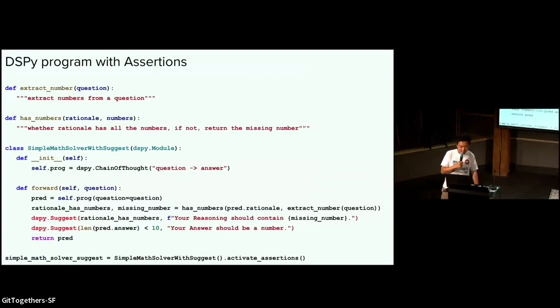So we can see how we can add assertions to this program. We introduced two helper functions. The first helper function extracts all the numbers from the question. The second helper function tells you whether the rationale or the reasoning has all the numbers of the second argument. And then we can add two simple suggestions here. The first suggestion says the rationale or reasoning should contain all the numbers that appeared in the question. So if the language model is able to pass this suggestion, it will not leave that 20 birds thing out of the reasoning, as in our previous response. And the second suggestion says that the answer field should be a short field, because we're expecting the answer to be a number.